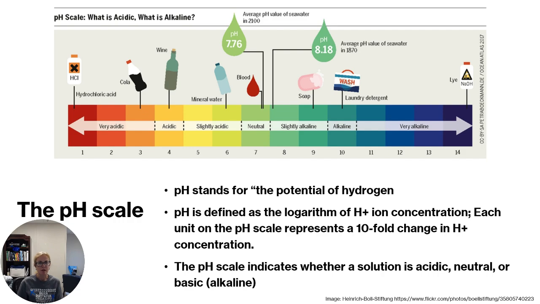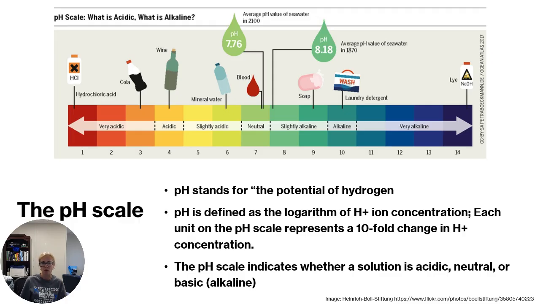So if we go from 7 to 8 to 9, 7 to 8 is 10 times, and from 7 to 9 is 10 times 10. So that's 100 times more basic. So you're seeing the difference in the hydrogen ion concentration or the hydroxide ion concentration when we're looking at the pH scale. The pH scale can be used to tell you whether something is acidic, neutral, or basic. So we have pH test strips.